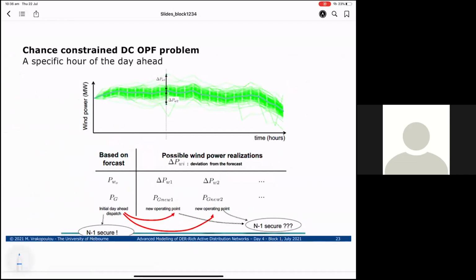As mentioned before, we are going to ensure that the new steady state points based on the new realizations will be secure. So if we focus on this point of time, where we have this forecast of the wind, and we take into account in the optimization all these green scenarios, then inside the optimization we are going to be securing all these scenarios, so as not to violate any of the constraints that I just mentioned.